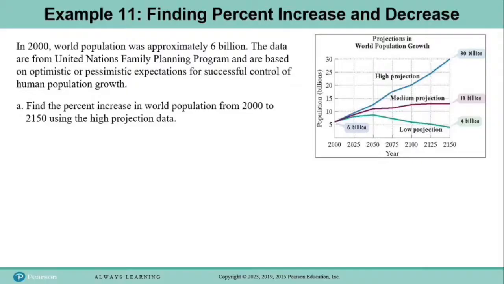The data in the chart are from the United Nations Family Planning Program and are based on optimistic or pessimistic expectations for successful control of human population growth. Part A, find the percent increase in world population from 2000 to 2150 using the high projection data.